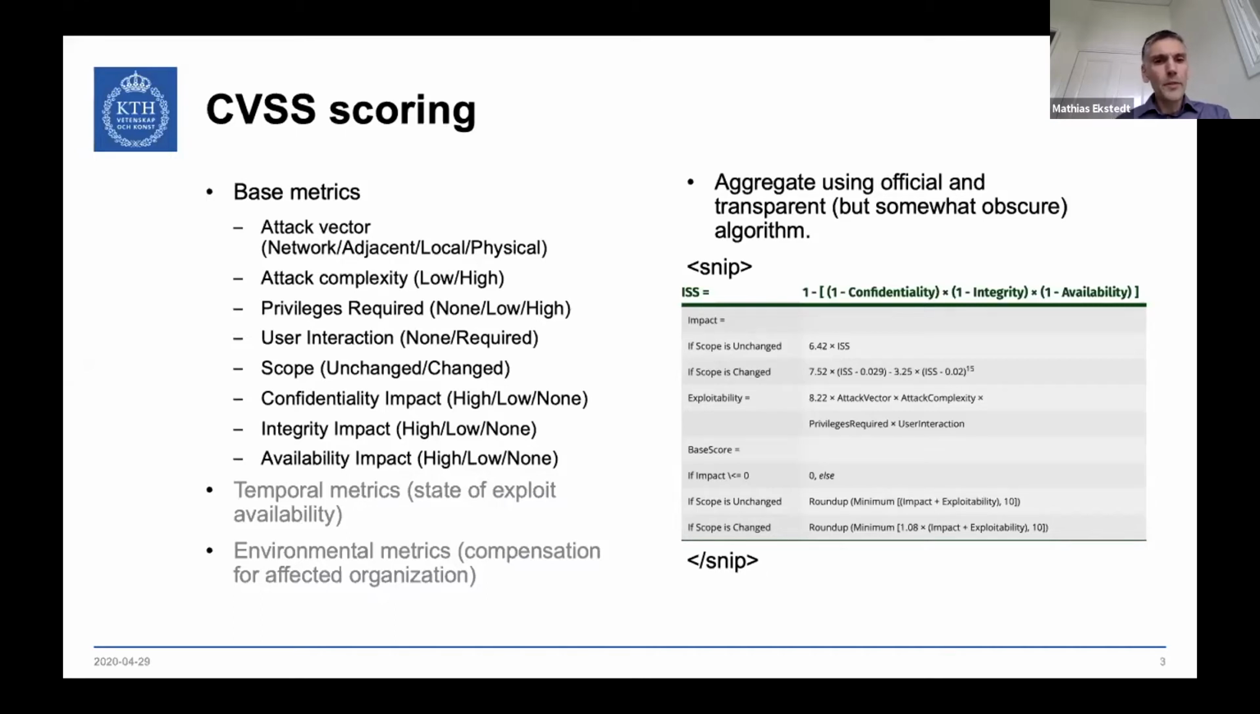There are also temporal metrics and environmental metrics. We won't go too much into those. They're not used as much, and also the study doesn't really take them into account, so I will leave them. I just briefly want to mention that, and I will come back to it a little bit, from these metrics there is a very transparent but not entirely intuitive algorithm to calculate the number. So that's how it's working.